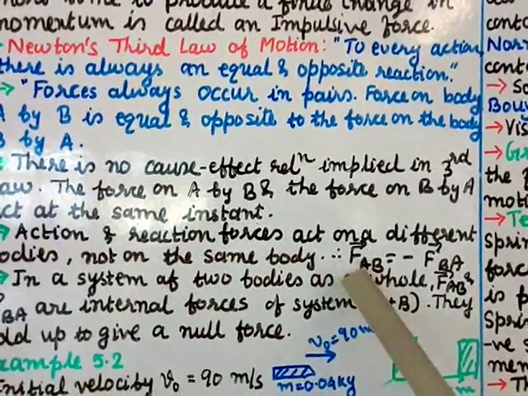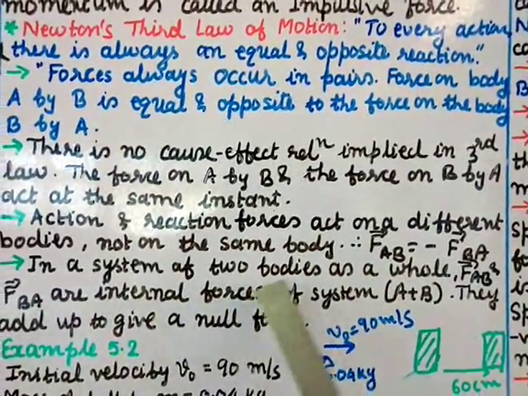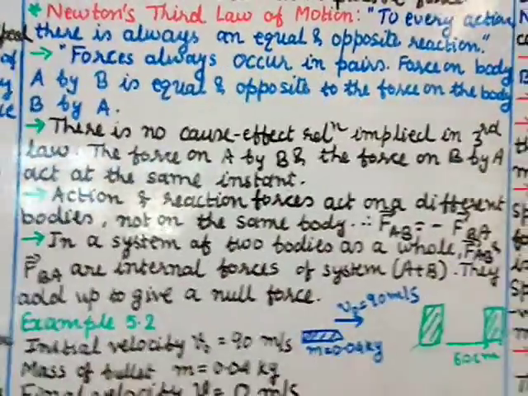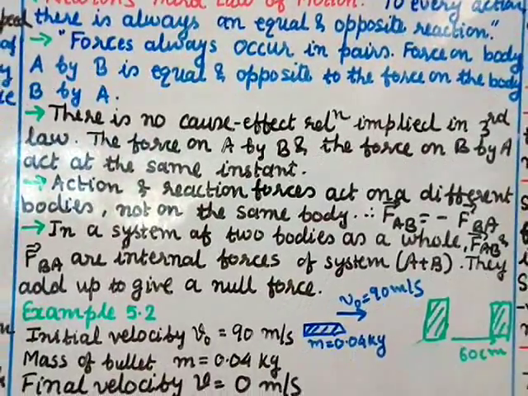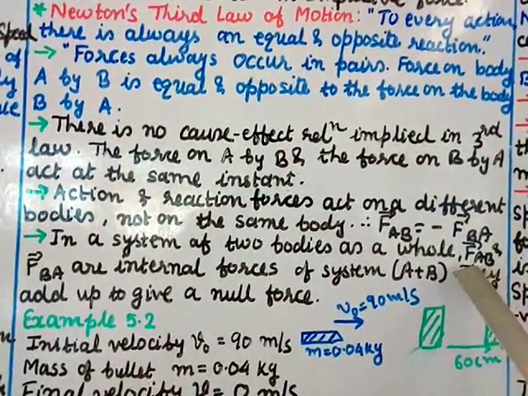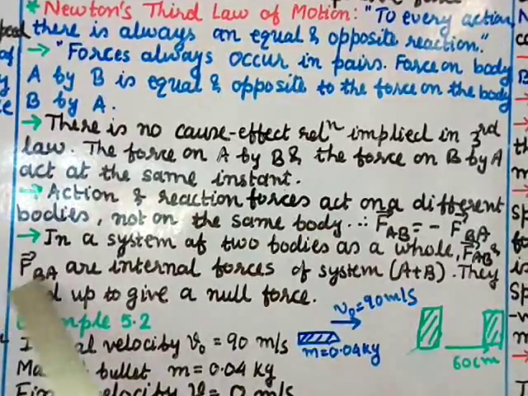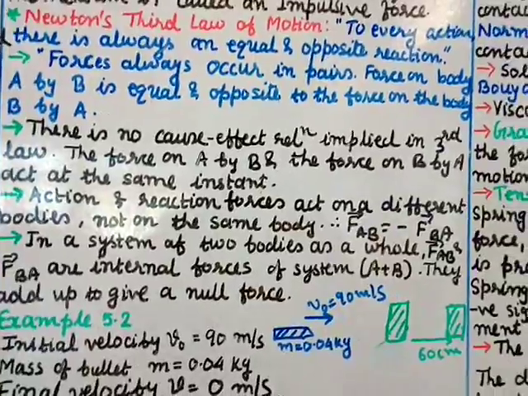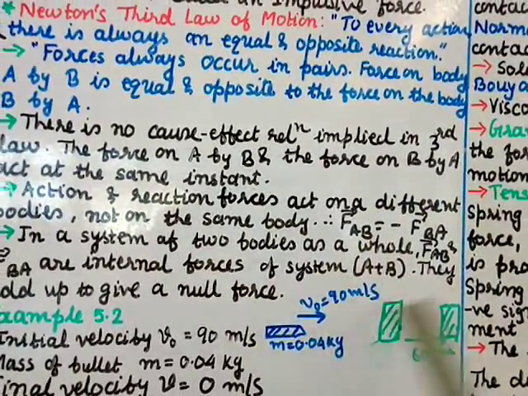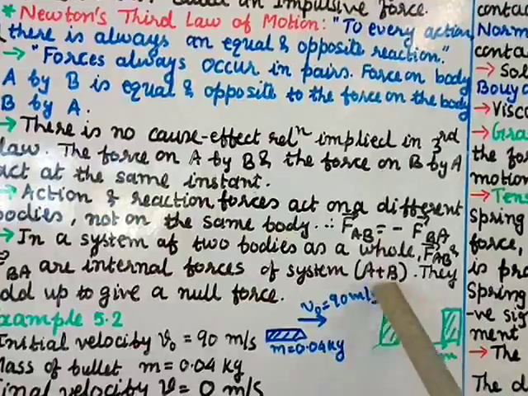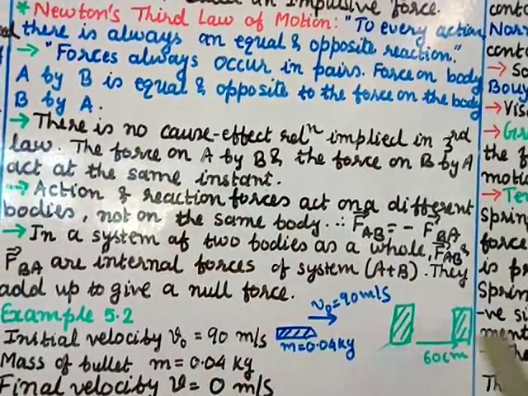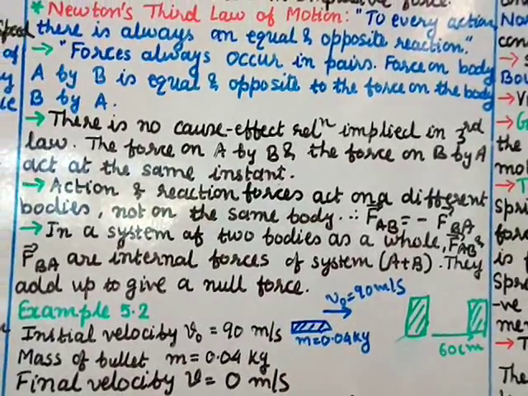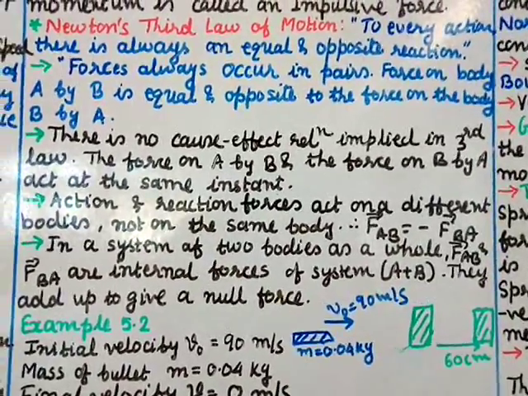Force on B by A, force on A by B. In a system of two bodies as a whole, now you have got a system which has got two particles. You can have more also, but we consider two particles. Then the force FAB, that is force on A by B, and FBA, that is force on B by A, are internal forces. If you are considering the one system A plus B, then the forces which A applies on B and B applies on A will be internal forces. Then they add up to give a null force. Then the internal forces will add up to give you the null force.